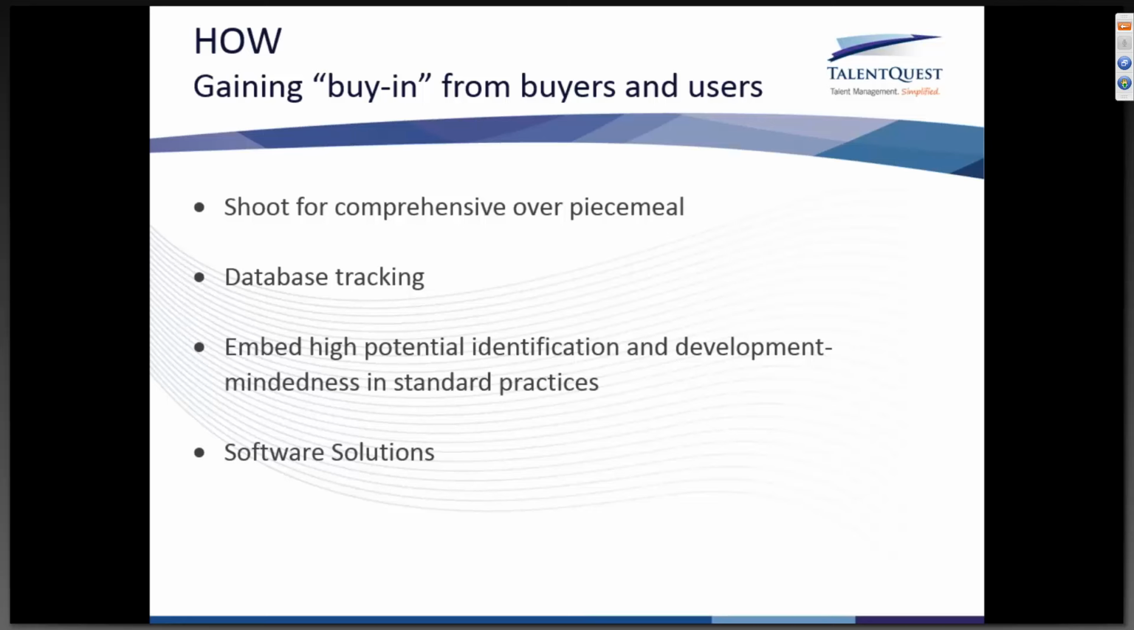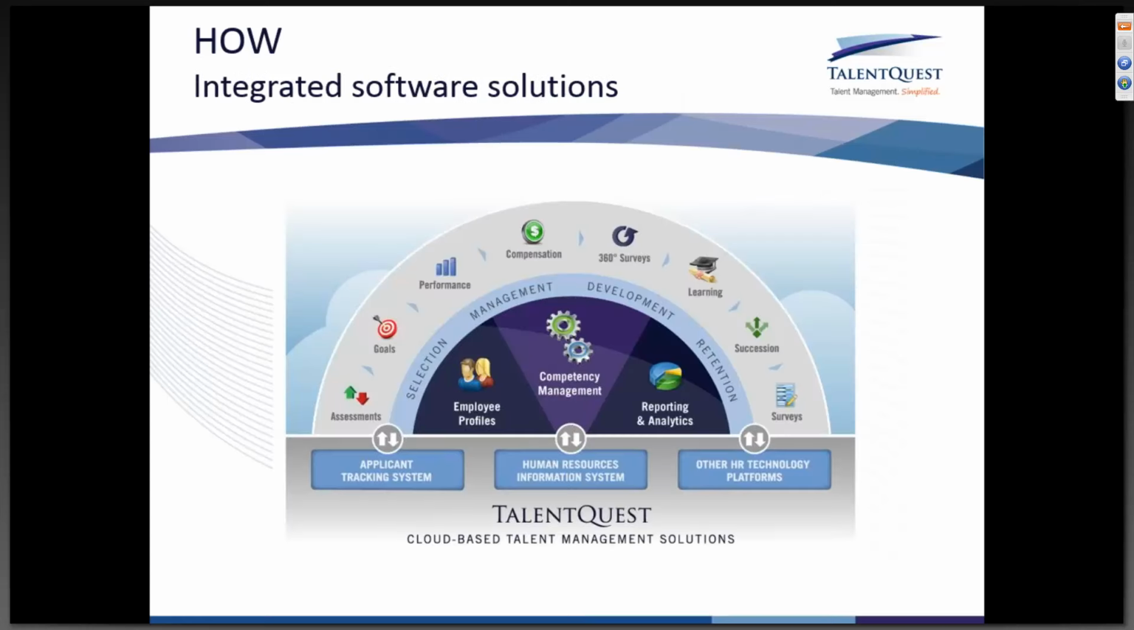And then the software solutions, and I think there's probably a few out there. I'm most familiar, obviously, with ours. Can be a nice way to wrap it all together. And this is just an overview of the Talent Quest software solution. And obviously, as you look at this, it ties in a lot of the things we talked about, assessments, and I showed you a screenshot of that assessment.